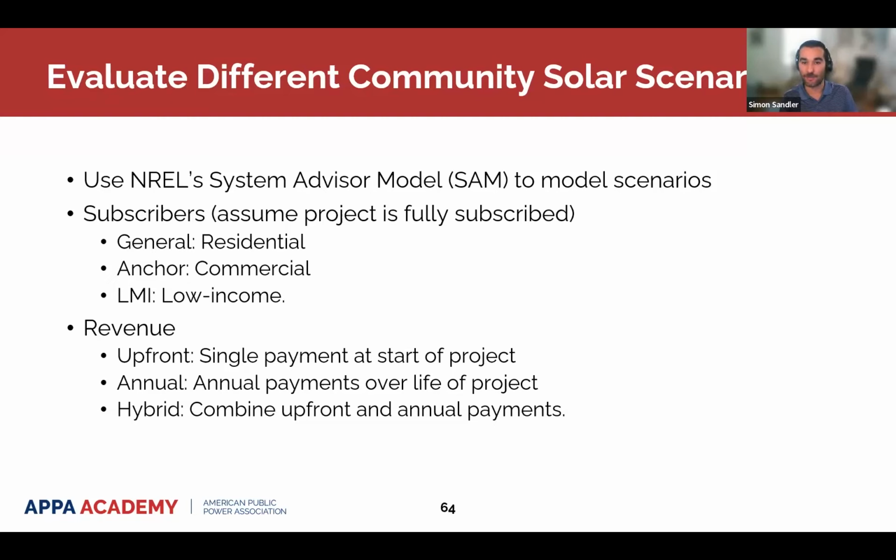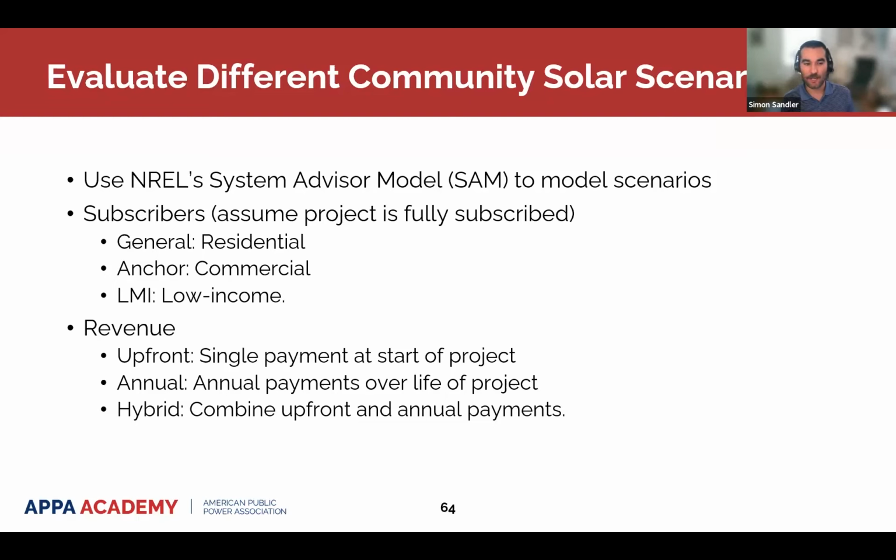And then the other thing we're going to play with a little bit is revenue. So there's different ways to charge customers in terms of accruing revenue to the project developer. And classically, I think you would say they're kind of divided between upfront and annual payments. So an upfront payment being a payment that is made at the outset of the project or prior to even the project being built.